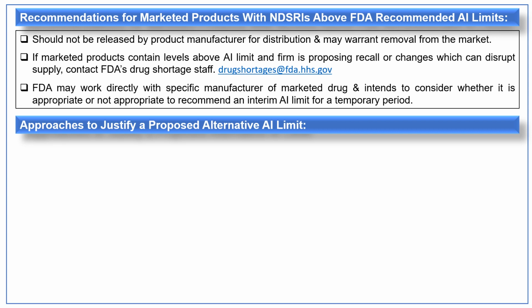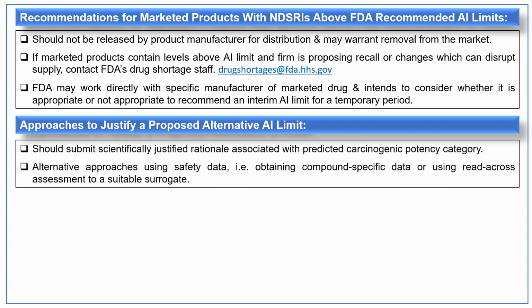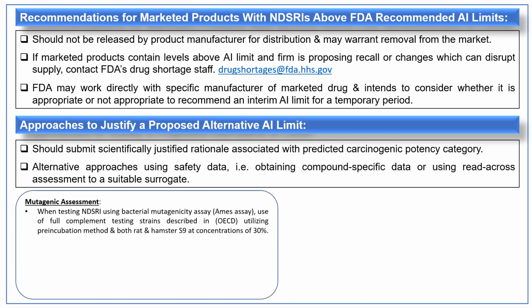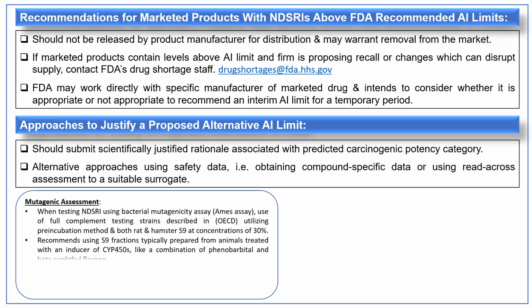Approaches to justify a proposed alternative AI approach. One should submit a scientifically justified rationale associated with the predicted carcinogenic potency category. Alternative approaches use safety data, that is either obtaining compound-specific data or using a read-across assessment to a suitable surrogate. For the mutagenic assessment, when testing an NDSRI using a bacterial mutagenicity assay, use the full complement of testing strains described in the OECD guideline, utilizing the pre-incubation method and both rat and hamster S9 at a concentration of 30%.